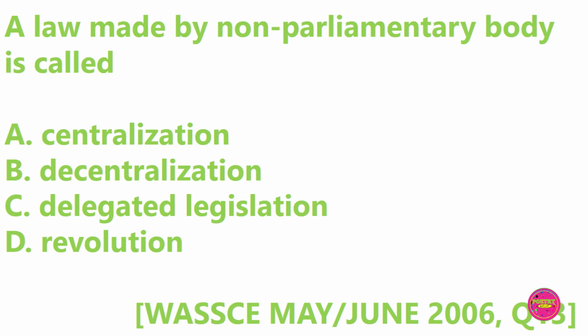A law made by a non-parliamentary body is called A. Centralization. B. Decentralization. C. Delegated legislation. D. Revolution. The correct answer to this question is C. Delegated legislation.